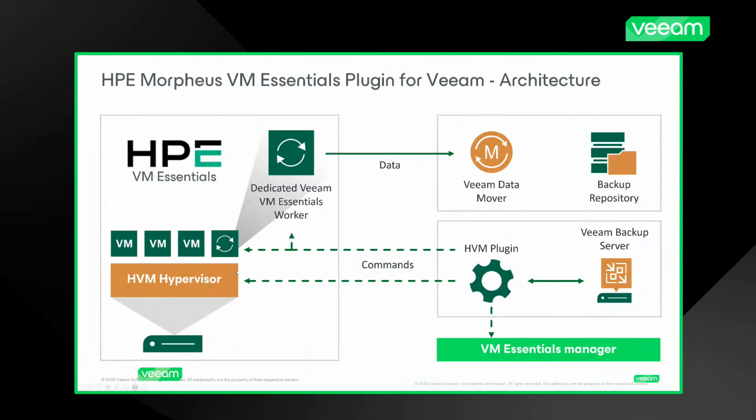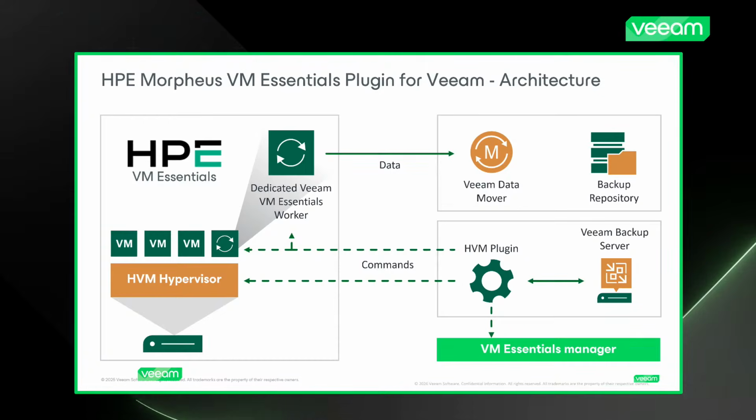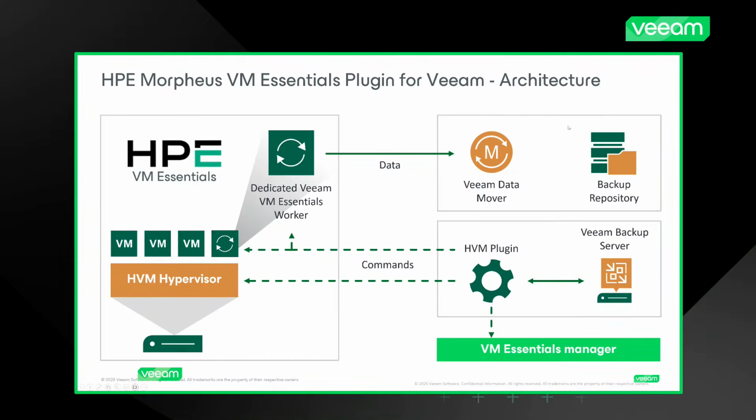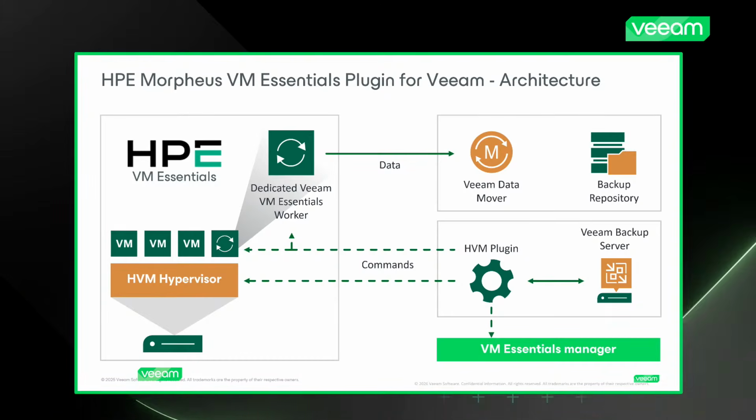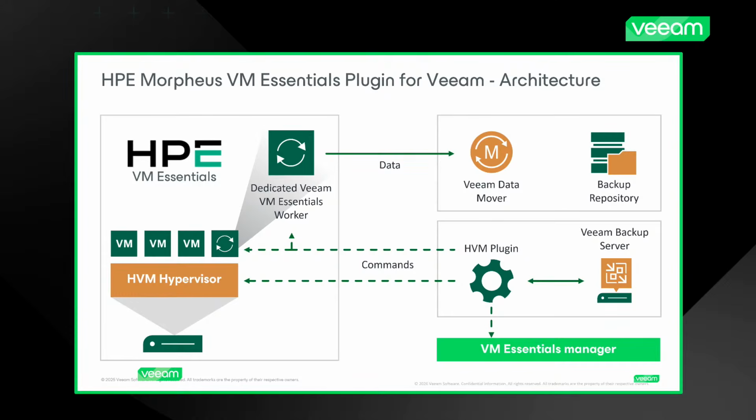And really, what does that look like for that architecture itself? So we've got that HPE VM Essentials hypervisor, that HVM hypervisor here, and you can run your VMs, your workloads, all that kind of stuff. The data uses that Veeam Data Mover that we all know and love. We've been using it for a long time. You can drop that into whatever backup repository you want, on-premises repositories or a cloud repository such as Veeam Data Cloud Vault for that 3-2-1-1-0 supportability.